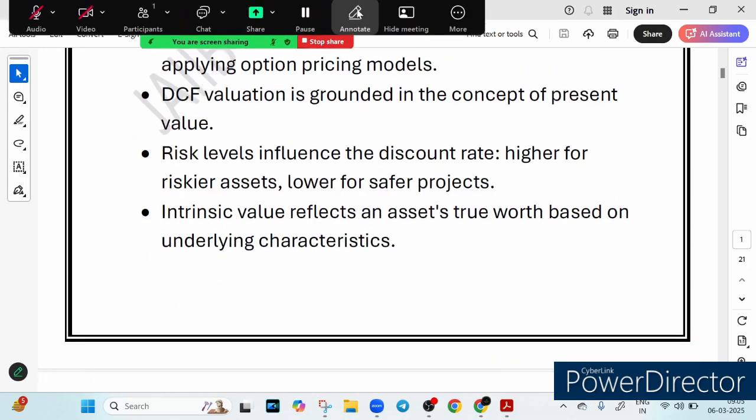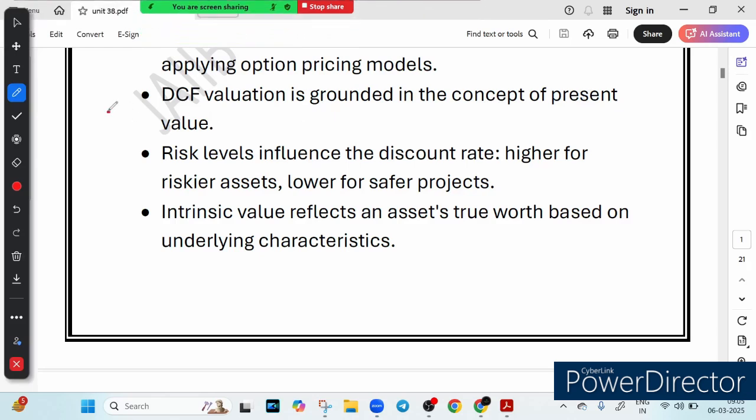So DCF valuation is grounded in the concept of present value, which we were just talking about. The next question is risk and discount rate, and how they are related. So friends, what is the link? Some risky asset like a startup or volatile stock needs a higher discount rate.